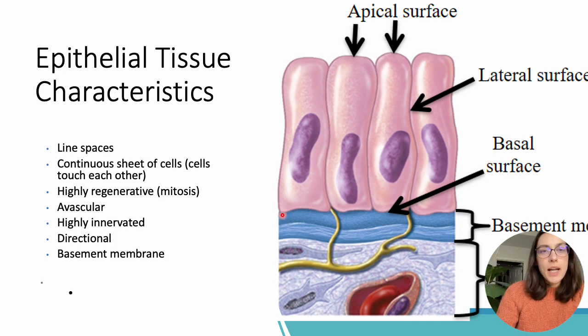The other side of epithelial tissue is called the basal surface. So it's the opposite side. And it's always going to be attached to a structure called a basement membrane, and it's going to be connective tissue of some kind that is holding everything down.